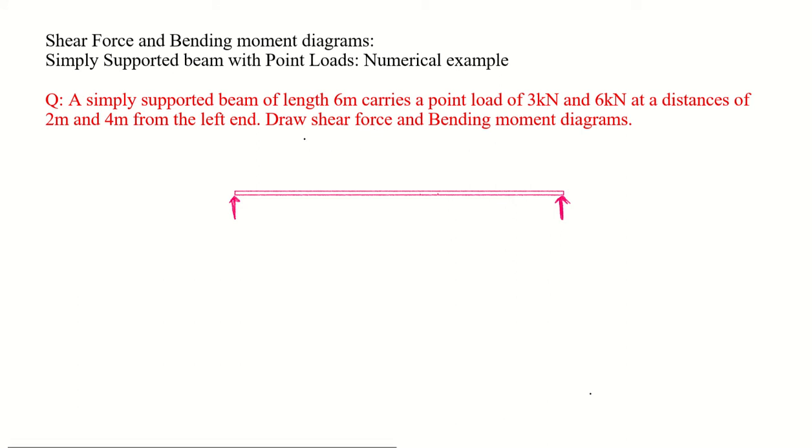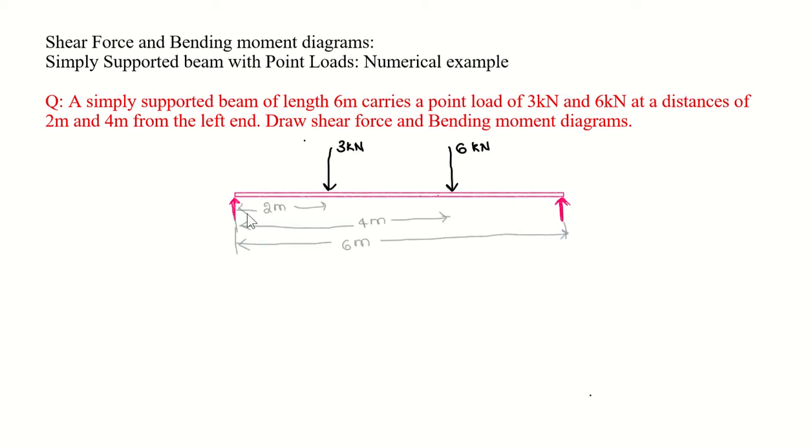Now let us draw the loading diagram. This is the loading diagram. Now you can see this 3 kilonewton is acting at 2 meter, 6 kilonewton is acting at 4 meter from the left end. Right. So let us name them A, B, C and D.